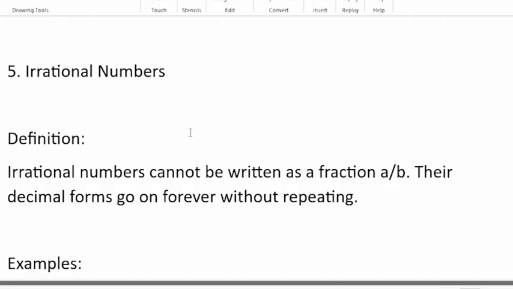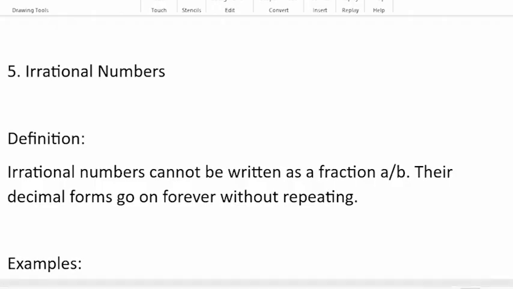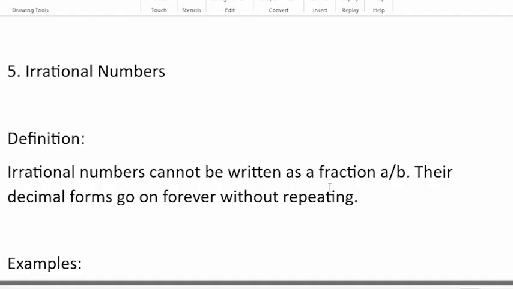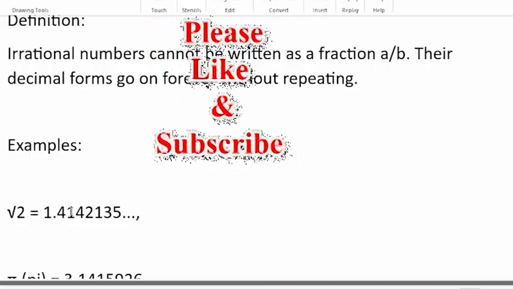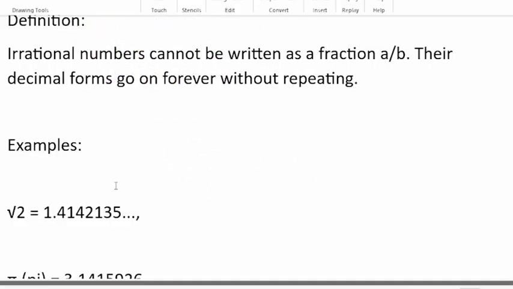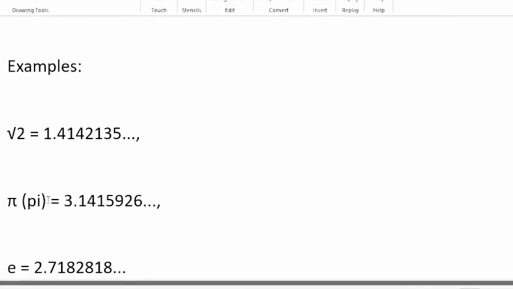And the fifth type of number is the irrational number. What is an irrational number? Definition: numbers that cannot be written as a fraction a over b. Their decimal form goes on forever without repeating. For example, the square root of 2 is 1.4142, and it continues, not repeating and not terminating. Or for example, pi, 3.1415, and so on. These types of numbers are irrational numbers.